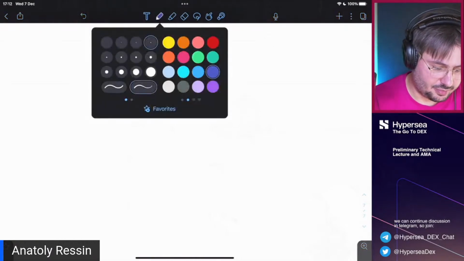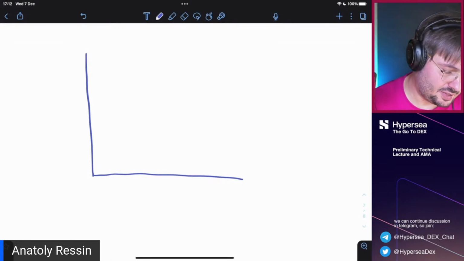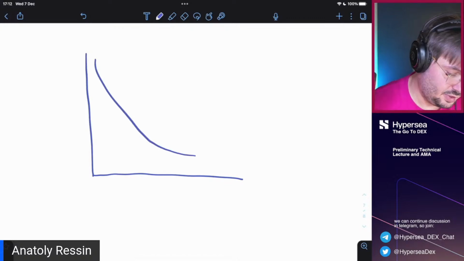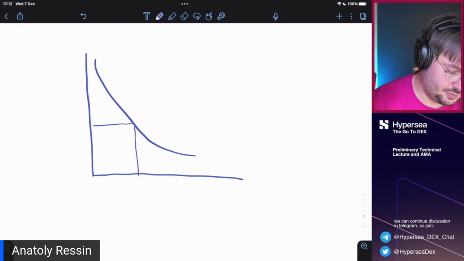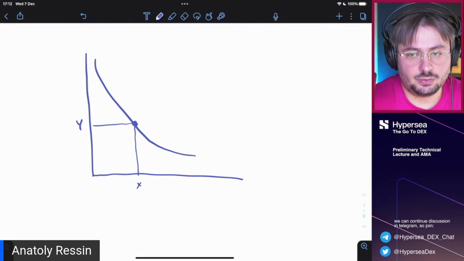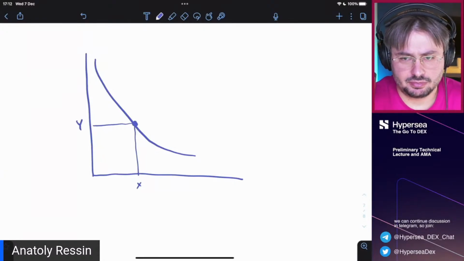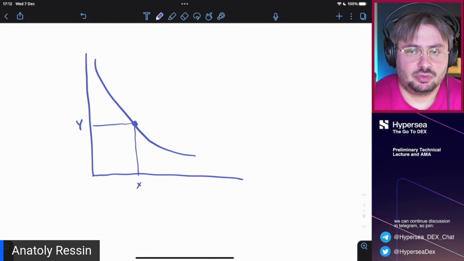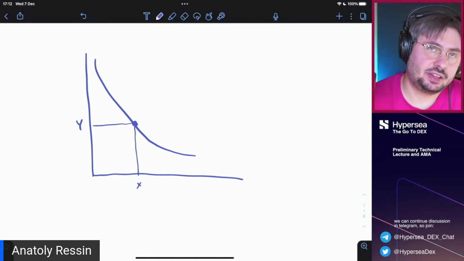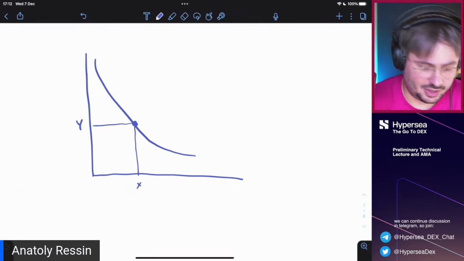Most of the DEXs with AMM are based just on the curve. So they have a curve, they have some reserves, X and Y, and they just assign a price on the basis of the current reserves. If we have current reserves and we know the curve, it means that we can show the price, and the price is calculated.